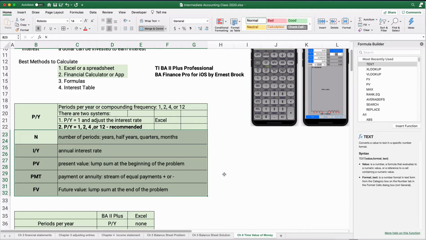I/Y, or interest, is the annual interest rate. We're going to think of it in terms of annual interest rate; we may need to convert it to a periodic rate. PV is present value. That is a lump sum or a single amount at the beginning of the problem. It means it's not a stream of payments. The next one is payment, which is a stream of payments. Could be plus, could be minus, if you're adding to the account or subtracting from the account. The last one is future value, and that's a single amount or a lump sum at the end of the problem.